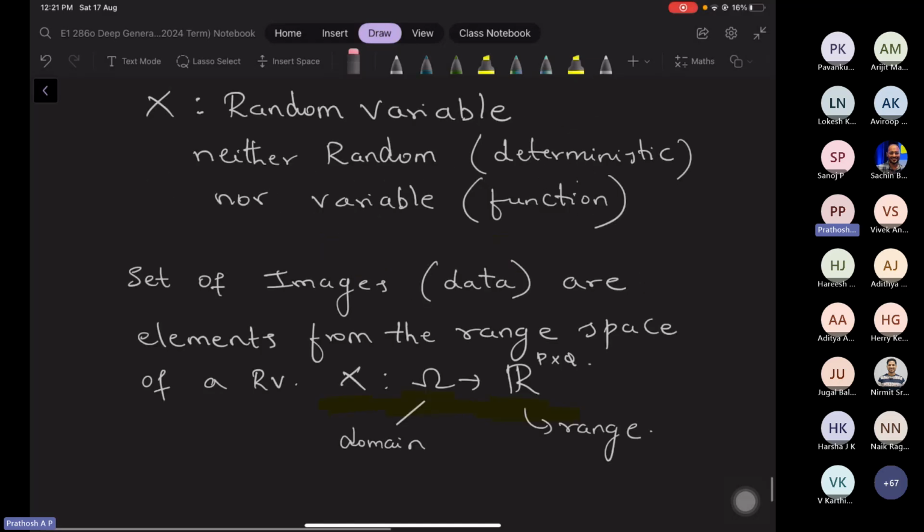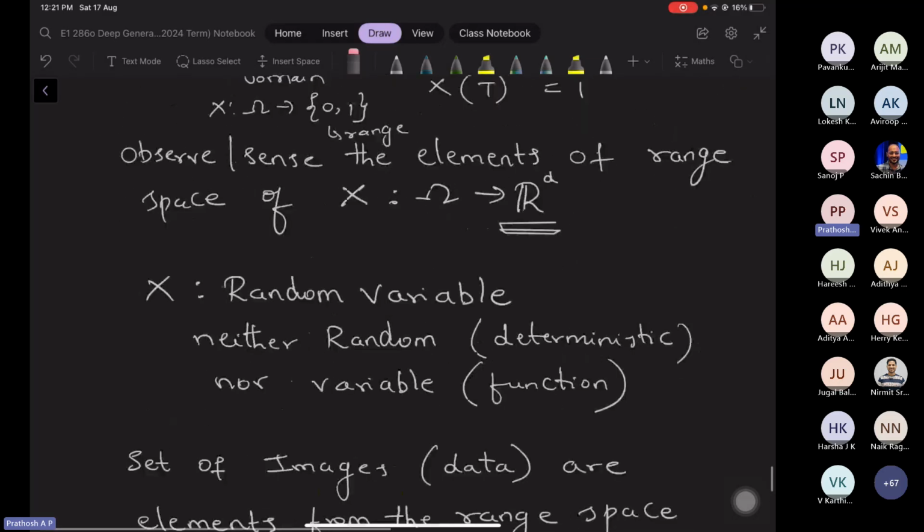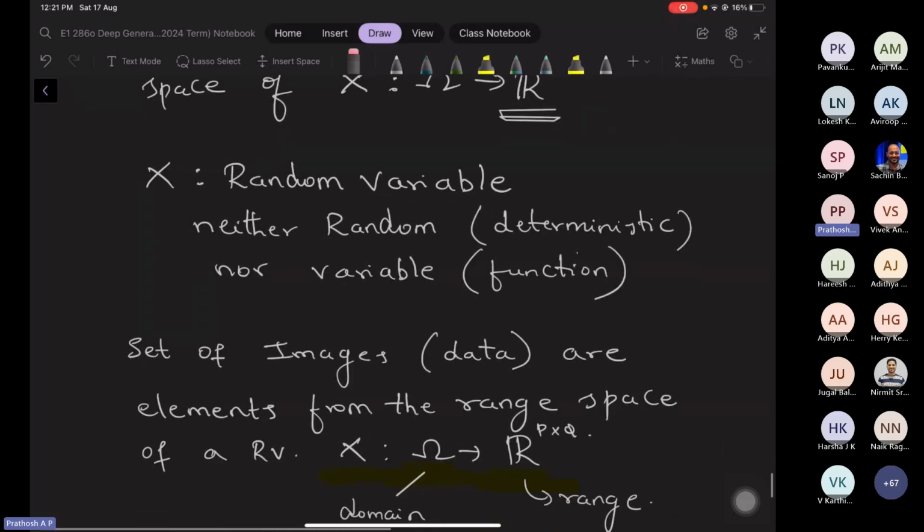I think that was apparent anyway. We say R^(PxQ), no? What are these P and Q? P and Q are the dimensions of the image. So if you're looking at a 400 cross 300 image, P is 400, Q is 300. So basically, we are saying that every image is a point in a 12,000 dimensional space, and that becomes the range of the random variable. Make sense?